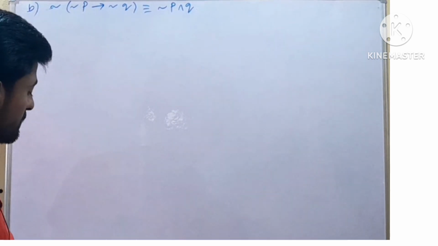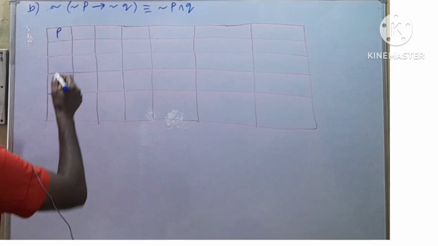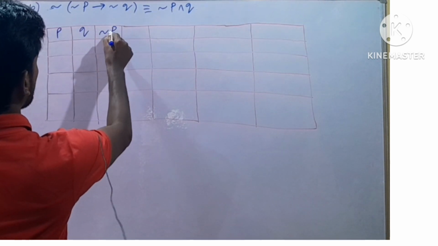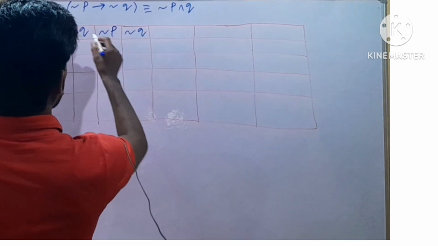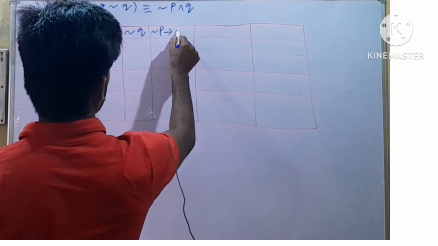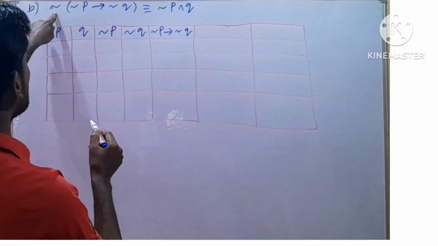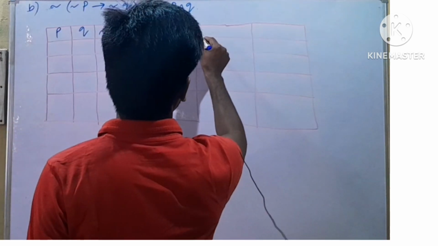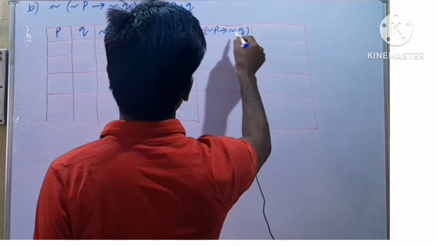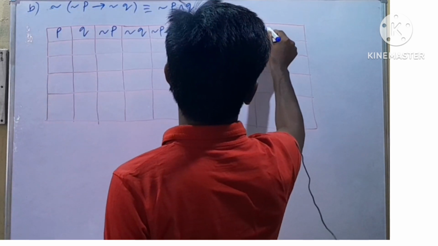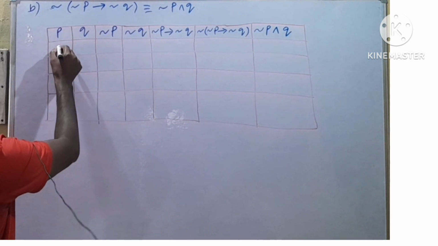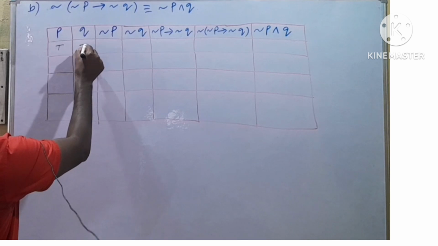So for that we have to make a table where the statements are P and Q. Then we write here negation of P, then negation of Q, then negation of P conditional negation of Q, then its negation, then negation of P conjunction Q. So here first of all we take our statement P true, Q also true.